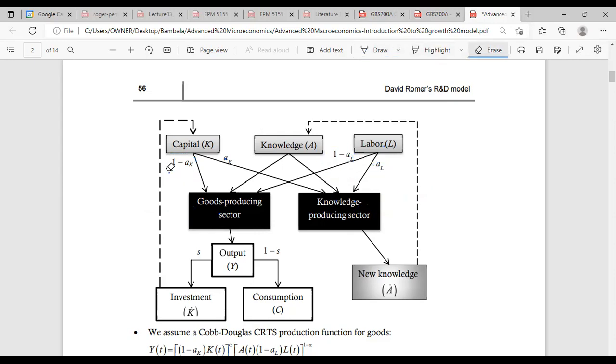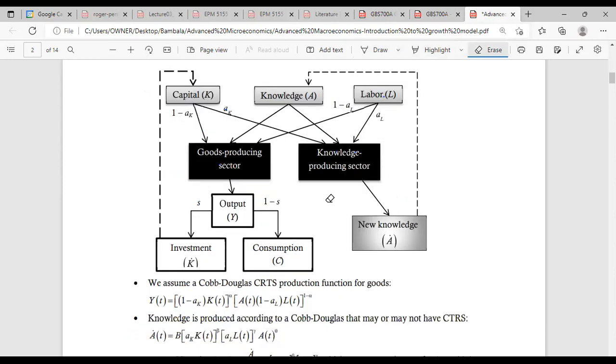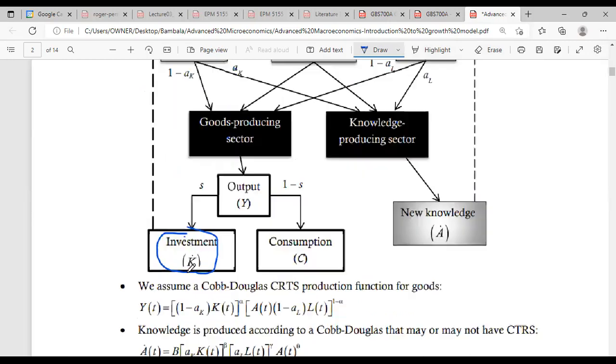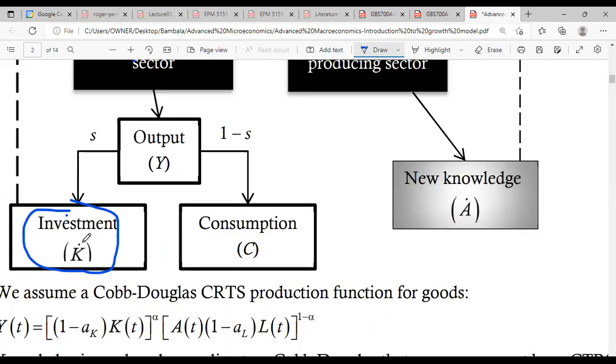Now let's look at what happens to the output. For the output, which is Y, we put the saving. And so when individuals save, what they're taking to investment is shown by this. Notice that there is a rate of investment shown by this K dot.